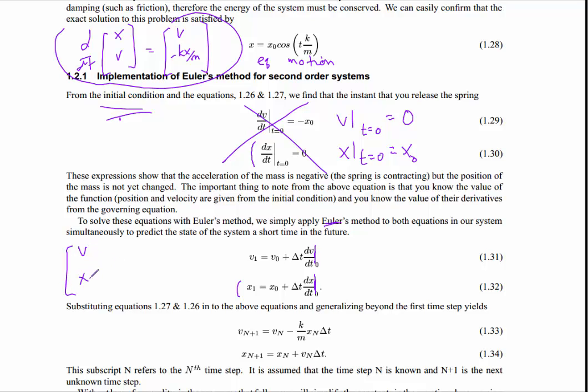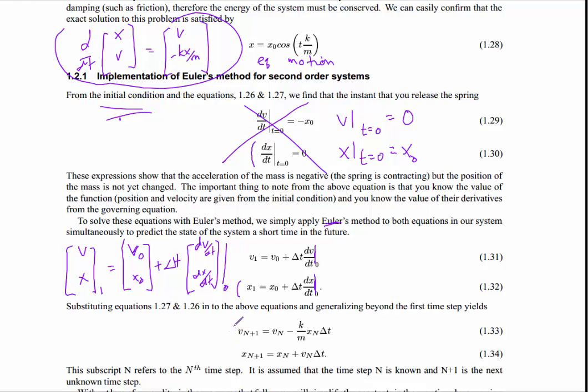I could write this as the vector x1, v1 equals x0, v0 plus delta t times dx dt, dv dt evaluated at 0. Right? So that's really all that he's doing. Very same form of what we had for the first Euler. Now we're going to do it for a vector. All there is to it.